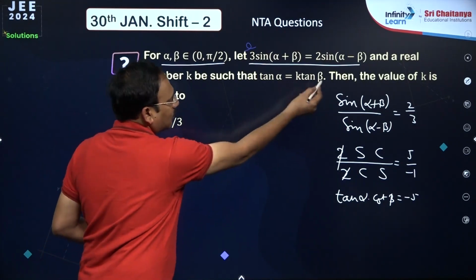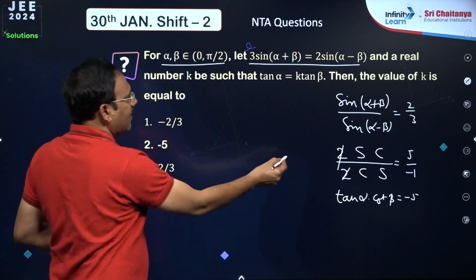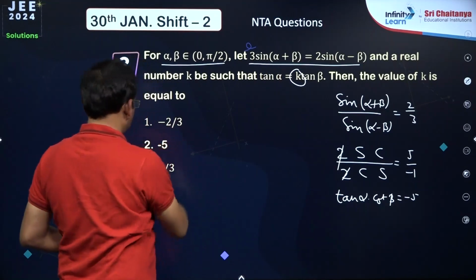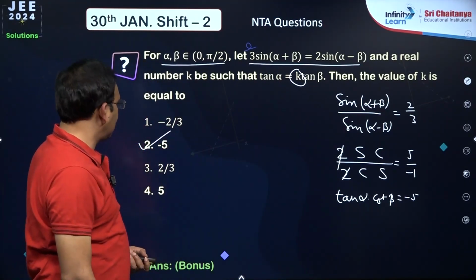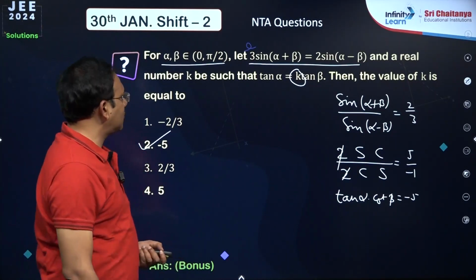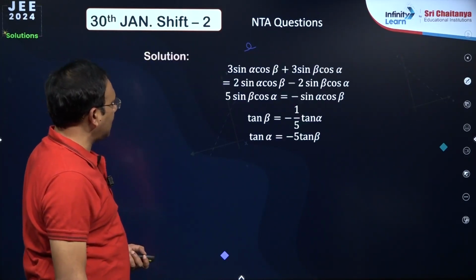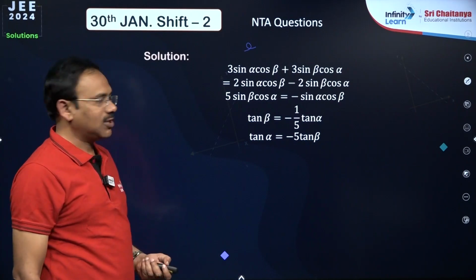tan alpha is equal to k tan beta. That means k value is going to be minus 5. So minus 5 is the right answer, dear students. That's what it is given. So minus 5. Okay, dear students. The next, you can say the same thing is written here by simplification.